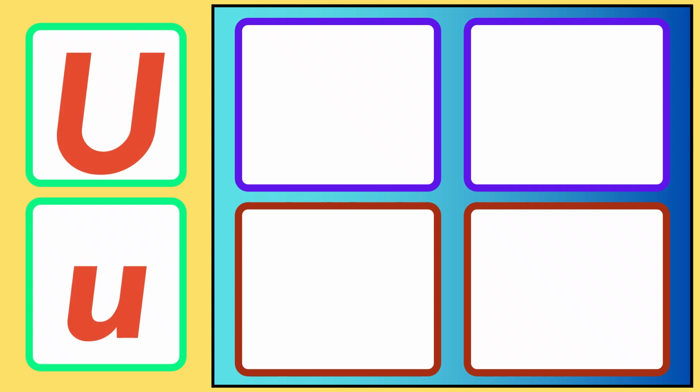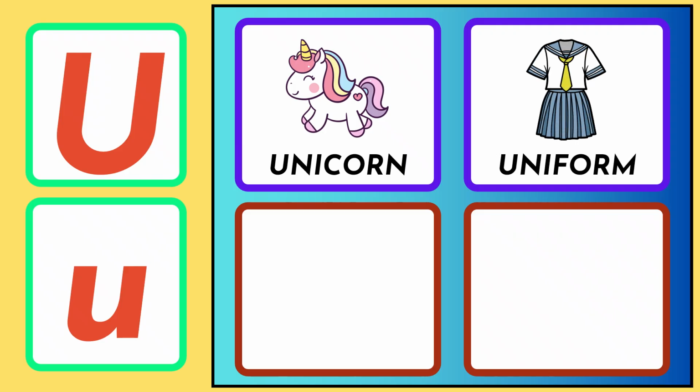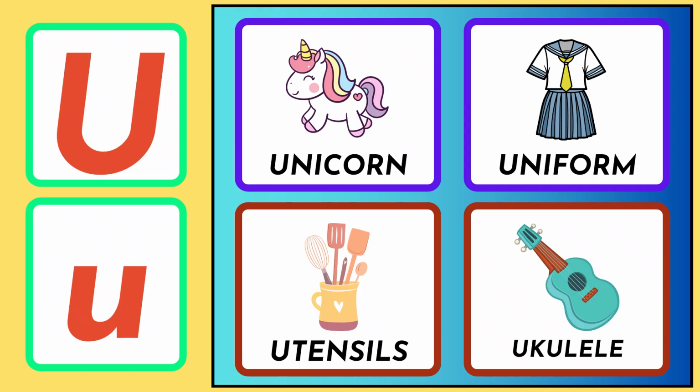Another sound of letter U is U, the same sound as you pronounce the letter. For example, U. Unicorn. U. Uniform. U. Utensils. U. Ukulele. U.